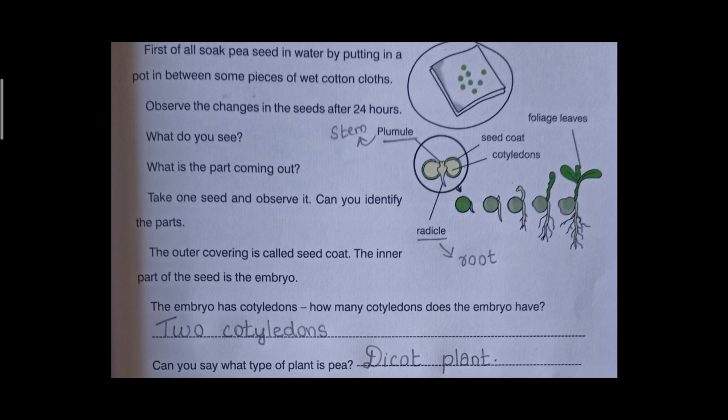You look at the direction of the growth of plumule and radicle. Radicle is growing downwards towards the soil. Plumule is growing upwards towards the sunlight. So radicle will become the root. You look at the figure, radicle is slowly becoming the root.